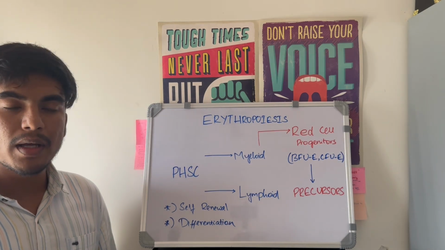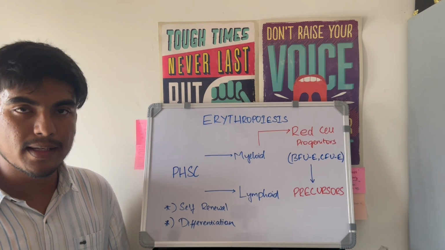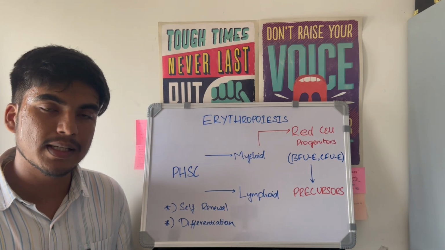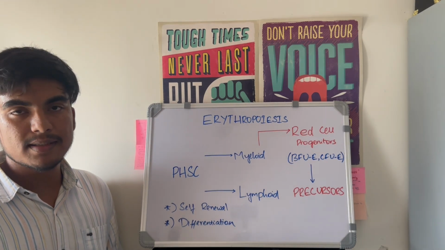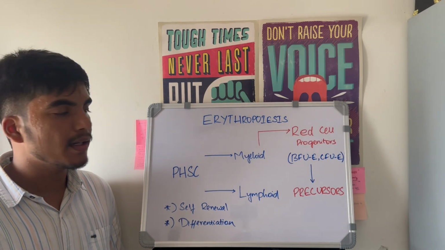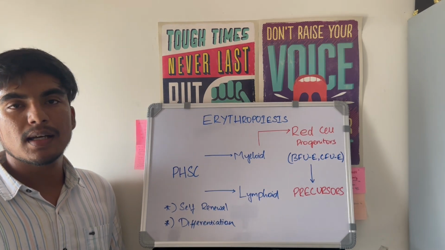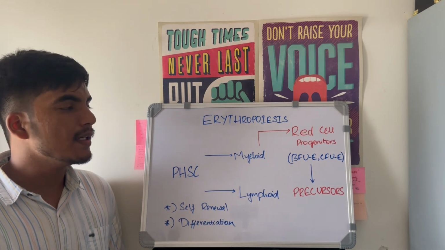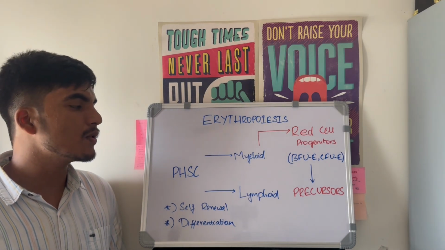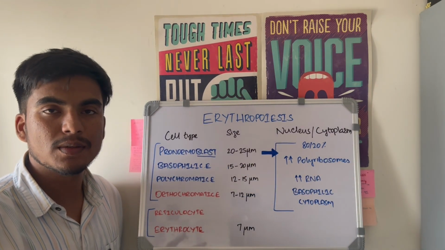Right? A recap: pluripotent hematopoietic stem cell has two different properties, self-renewal to maintain its reserve, and differentiation to give different types of cells. This pluripotent hematopoietic stem cell gives rise to two committed stem cells, myeloid and lymphoid stem cells. Myeloid stem cells give rise to progenitor cells. Among the progenitor cells, one is the red cell progenitor. Red cell progenitors are nothing but the burst forming units and the colony forming units. These progenitors in turn give rise to what are known as the red cell precursors. As we have seen, the progenitor cells give rise to the precursor cells.